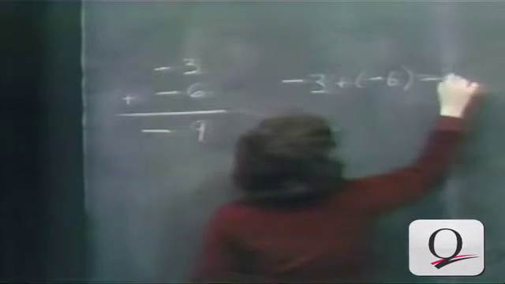-3 and a -6. Okay? -3 and the -6, we're adding up numbers with the same sign. We block out the sign, we add up the numbers 3 and 6, get 9, and we put the common sign before it. Writing it in the horizontal fashion, we would have -3 and a -6, giving -9.